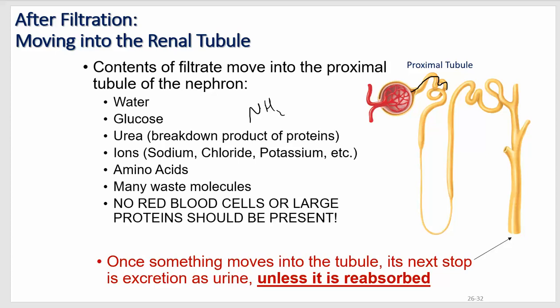So many waste molecules, but they all end up in that nephron. You shouldn't see red blood cells and you shouldn't see larger proteins present. So once something moves into that tubule, its next stop is excretion as urine unless it is reabsorbed. Okay? And that's where we'll pick up next time.